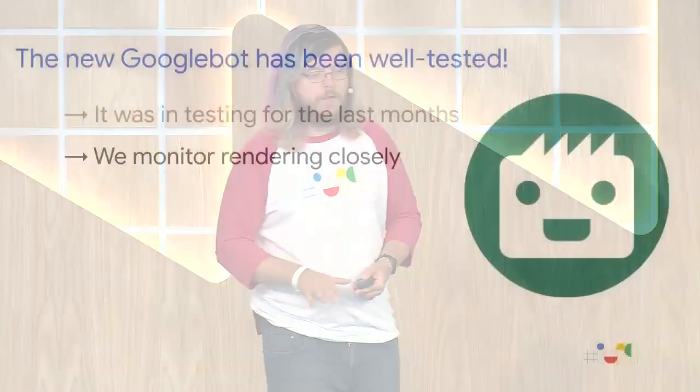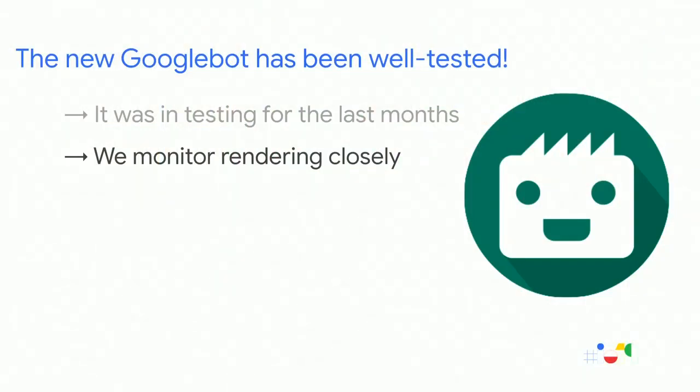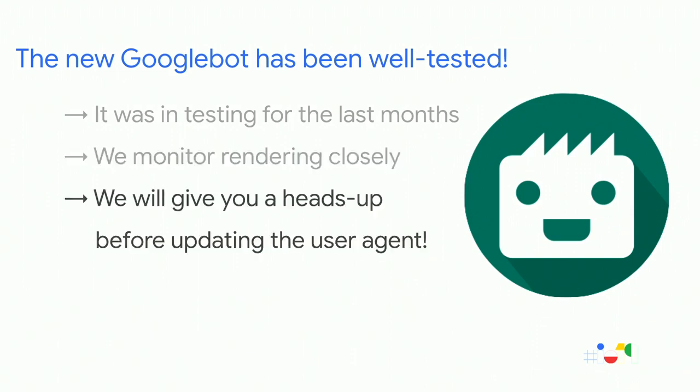We tested this out very carefully. Also, we keep monitoring rendering carefully, right? If something goes wrong, we'll probably be very quick to notice that and fix that as well. So don't worry, we have you covered. And also, if you want to learn more about the user agent, a few people have seen you're still seeing the old user agent. That's because we don't want to break sites that don't know about this yet. So we'll give you a heads up in the Google Webmaster Blog, so stay tuned on our blog whenever we are about to change the user agent. So please prepare your sites.